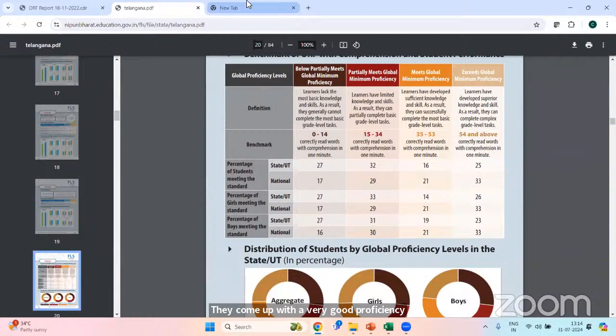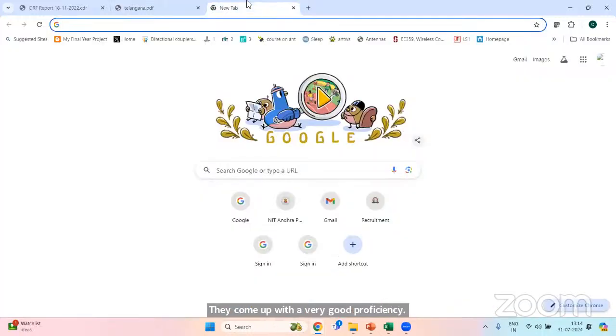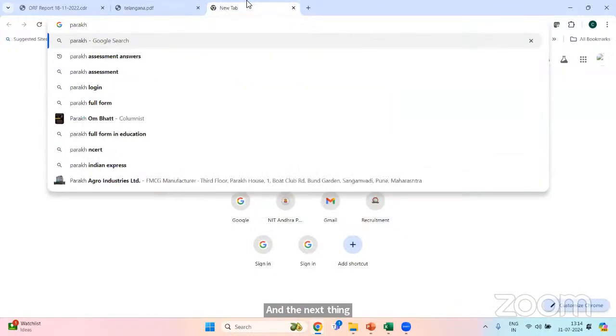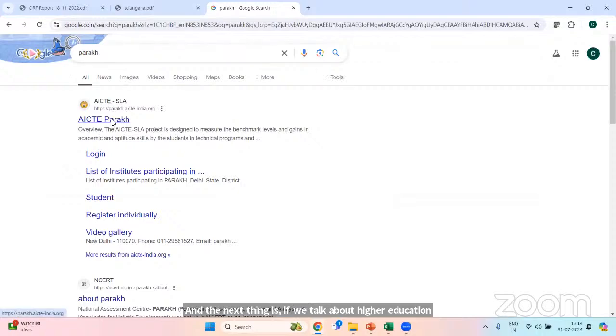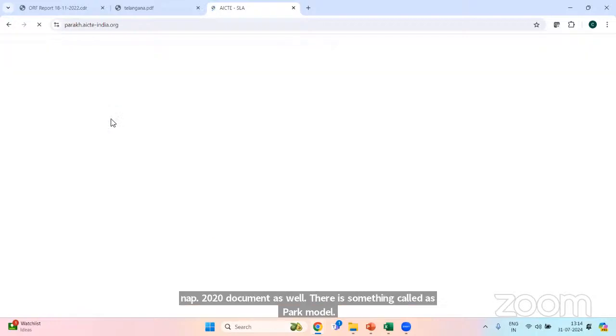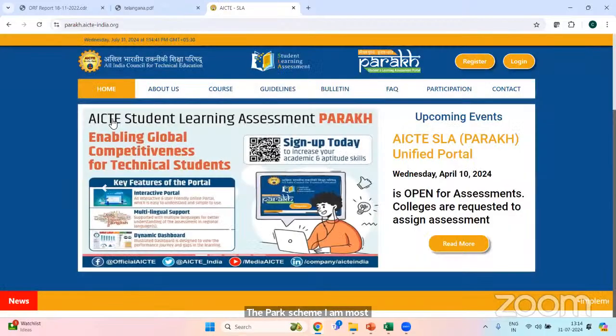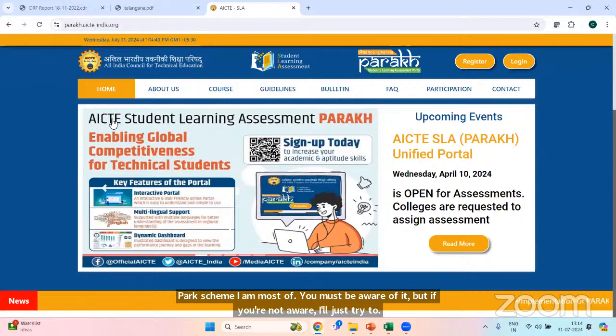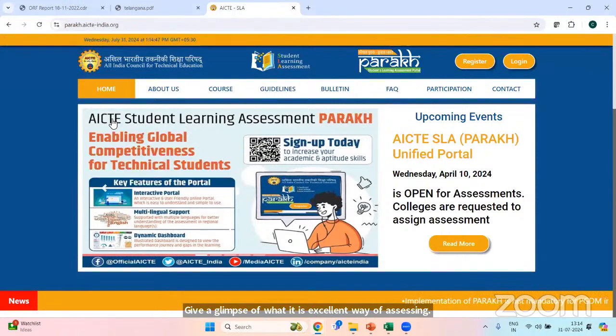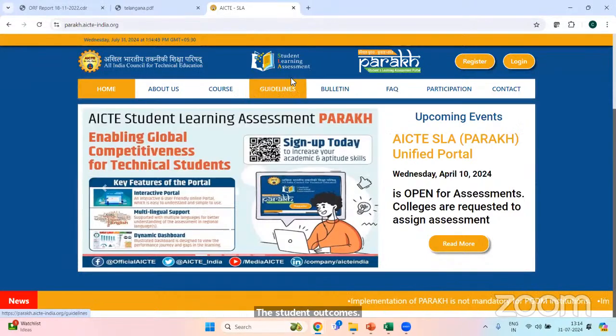proficiency. The next thing is, if we talk about higher education, this is there in the NEP 2020 document as well. There is something called the Parakh model, the Parakh scheme. Most of you must be aware of it, but if you're not aware, I'll try to give a glimpse of what it is. Excellent way of assessing the student outcomes. This portal, what does this portal tell us?